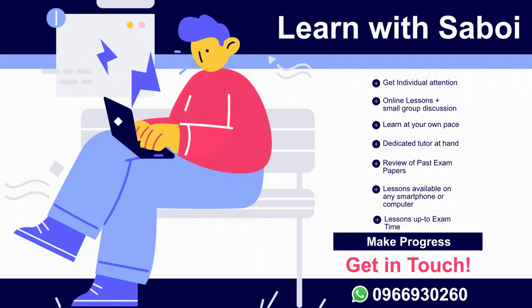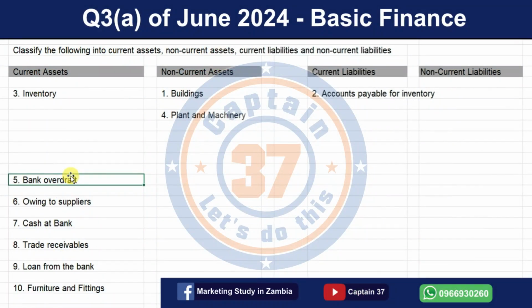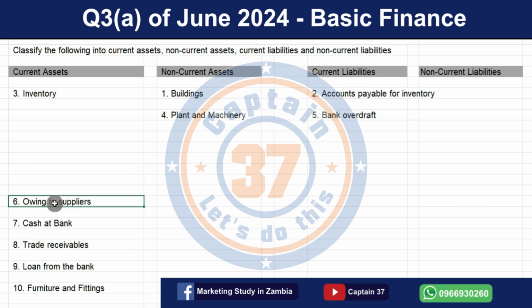Number 5, bank overdraft. You got more money from the bank than you had on your account. That usually is paid back within a year. And so it's an obligation. The fact that it's an obligation means that it is a liability. When should we pay it back? Within a year. And so it would fall under current liabilities. Owing to suppliers. So someone supplied us with something and we owe them money. It's an obligation, usually paid back within a year. So this one also falls under current liabilities.